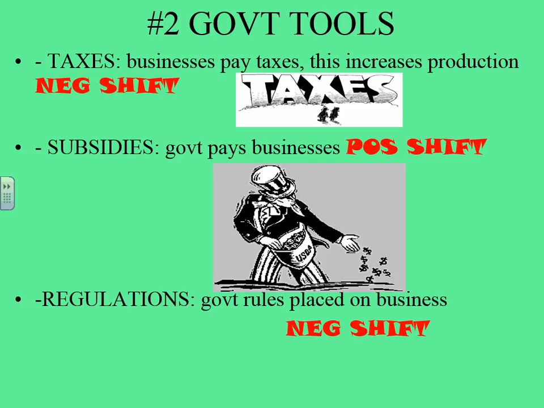Okay, government tools. Government's easy to spot. It's going to mention our government, but there's three different types of government tools. There's taxes. So if taxes go up, it's a negative shift. If taxes go down, it's a positive shift.